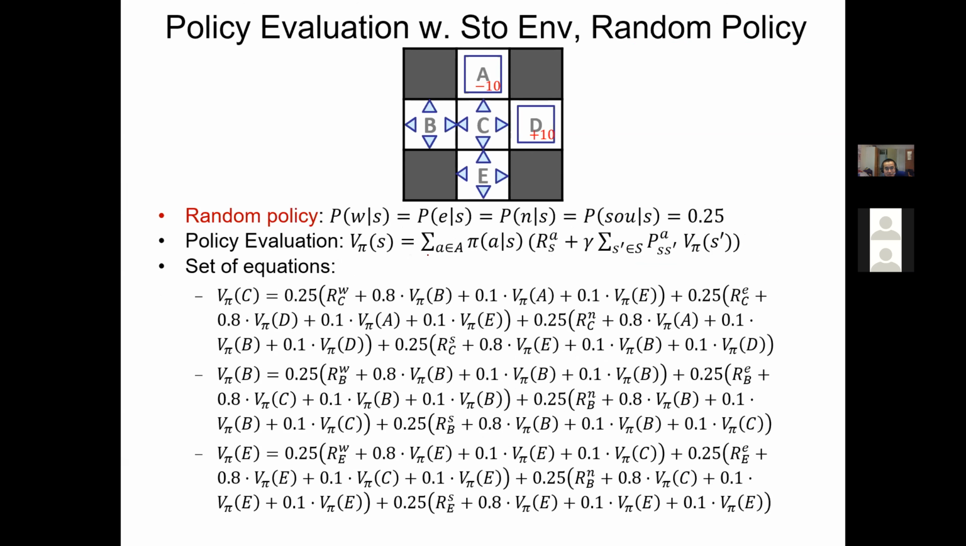The last case is stochastic environment and random policy. Now you have actions, random policy with 0.25 probability of going each of the 4 directions, and then the environment is stochastic. So you may have 0.8, 0.1, 0.1 in each direction. So now the equations get messy, but the idea is simple.